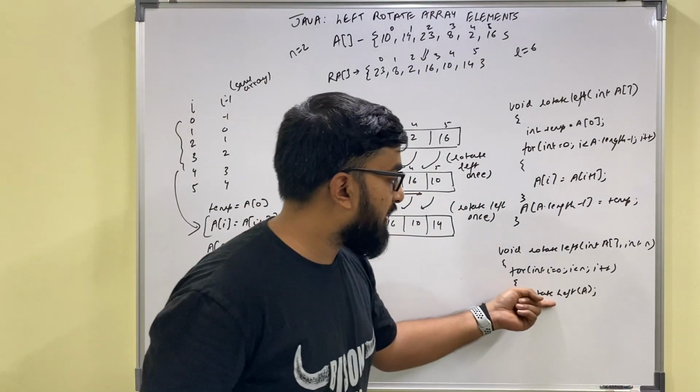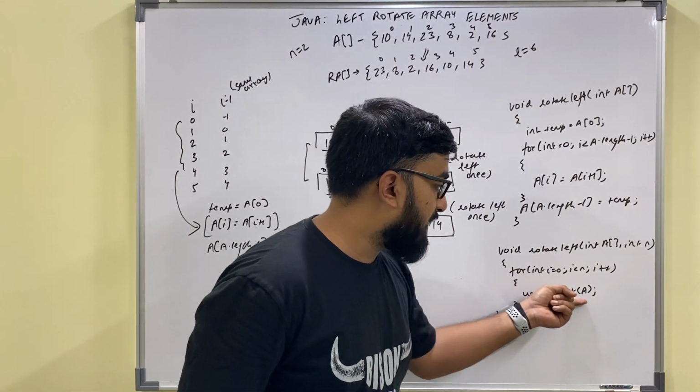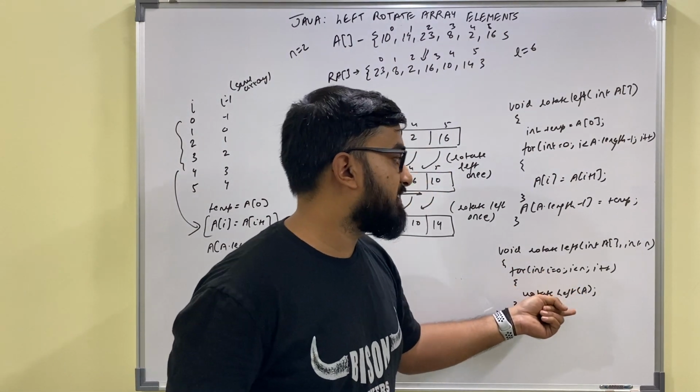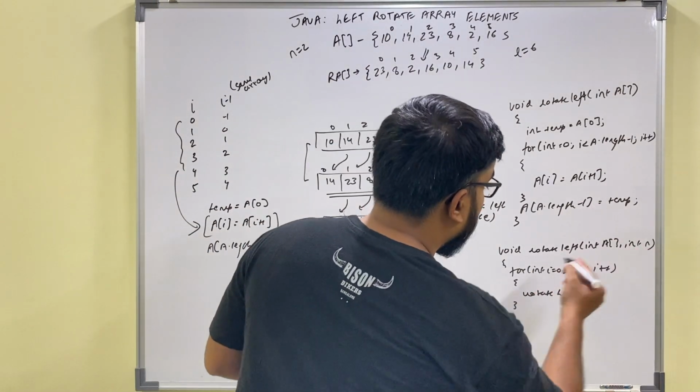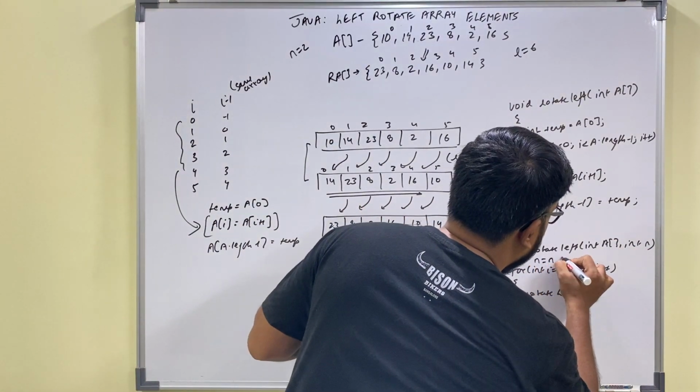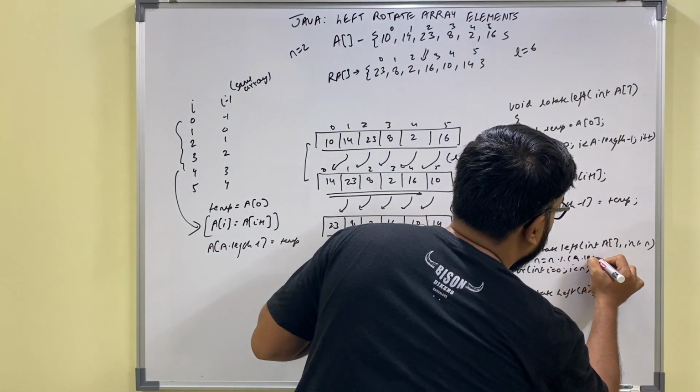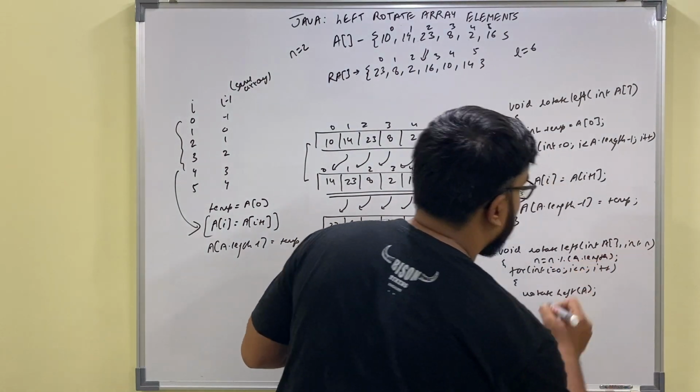So you're calling this rotate left function n times, which rotates this array in place left n times. Okay, and again if n is greater than the length, you can simply do n equal to n % a.length. Okay, just as we did in the previous case.